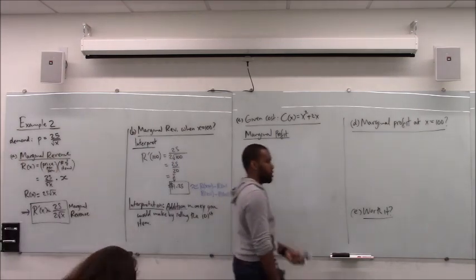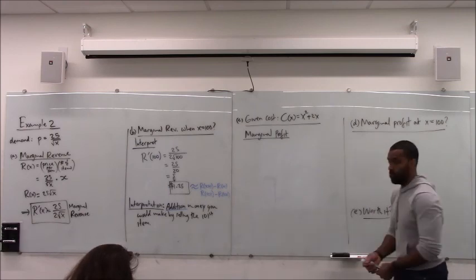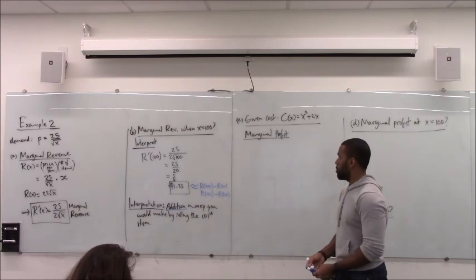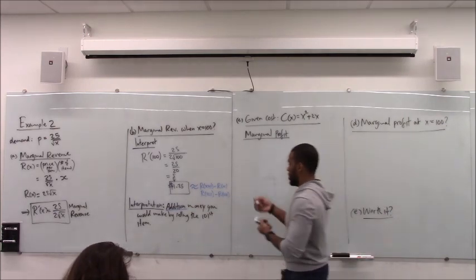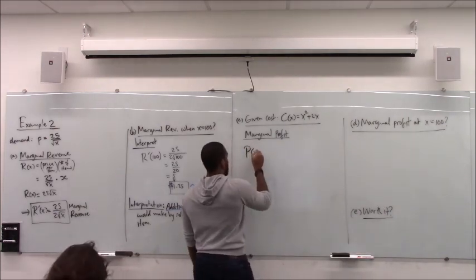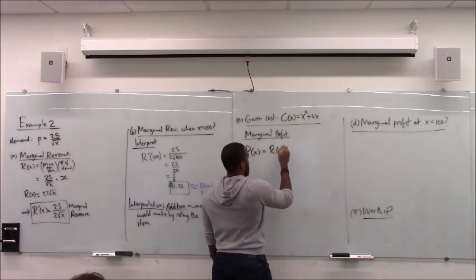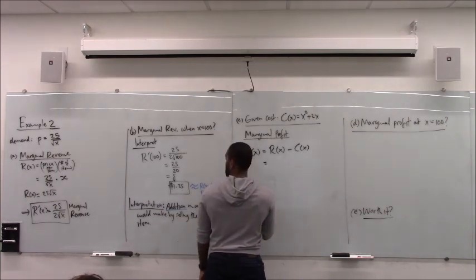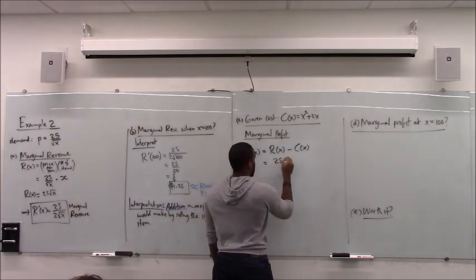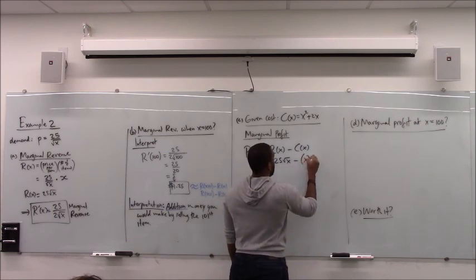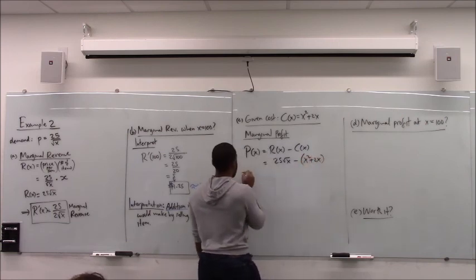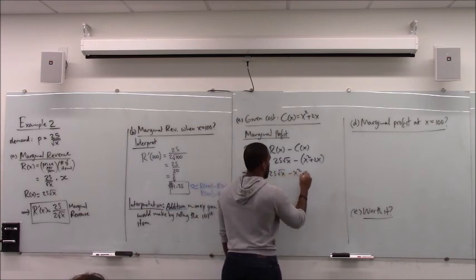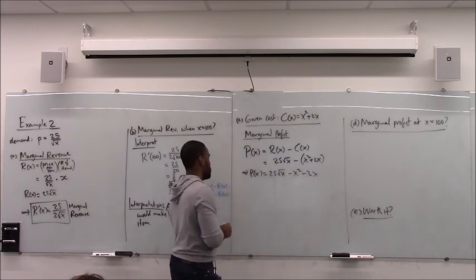How do we find marginal profit? The revenue function minus the cost function. That would give us what? That would just give you regular profit. So the profit function is going to be the revenue function minus the cost function. The revenue function is 25 times the square root of x, and cost is given here. So this means my profit function is this, which means marginal profit.